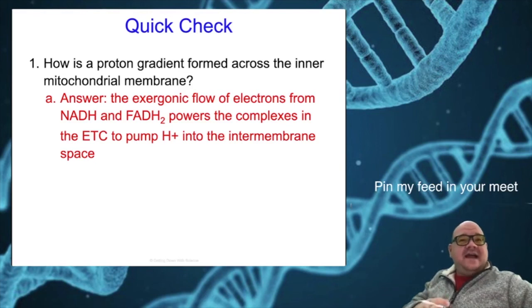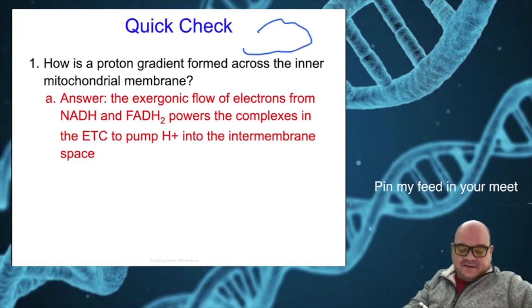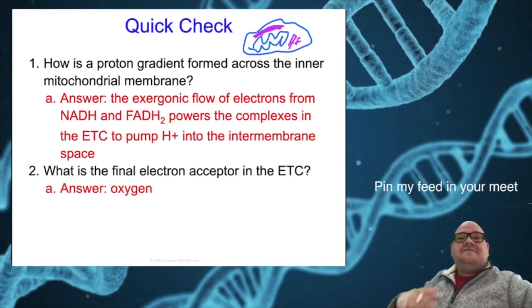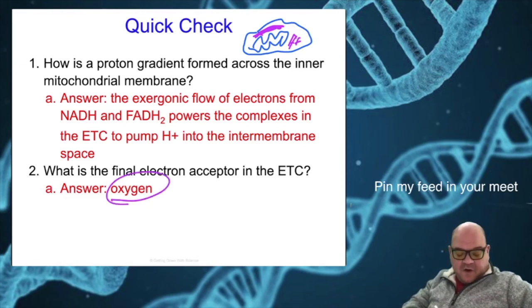NADH and FADH supply the energy to pump hydrogen outside of the membrane into the intermembrane space. Well, where's that intermembrane space? That intermembrane space is this purple area. That's where the hydrogen's going to build up. Then it's going to fall back in. Okay. What's the final electron acceptor? It's oxygen, which leads us to make what? What's oxygen and hydrogen get you? Water. That's right.